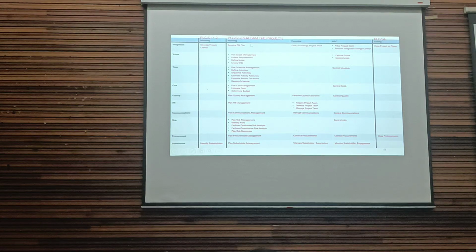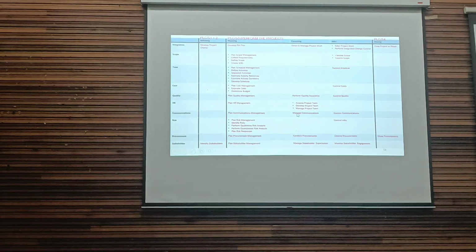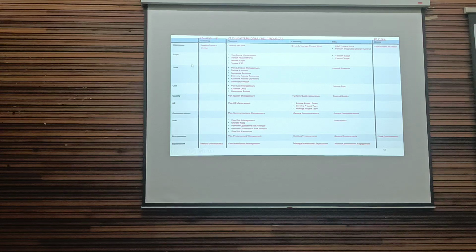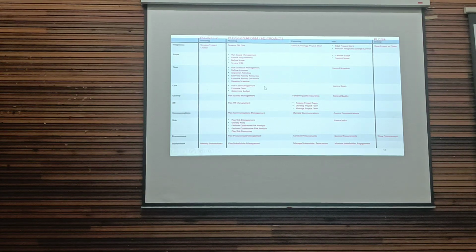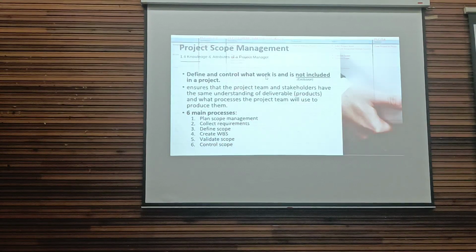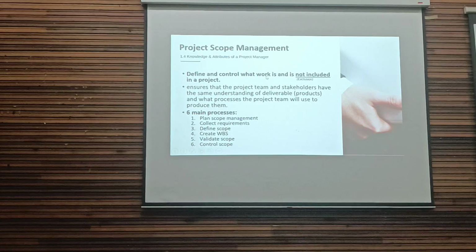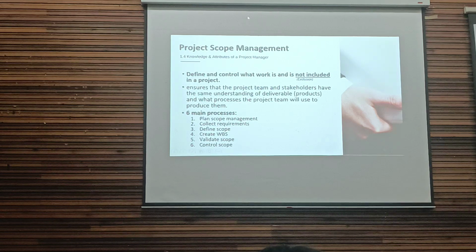So you need to make use of all these knowledge areas. You have to memorize the content of this table, just to give you an idea of when the project manager needs to apply all these knowledge areas. All these knowledge areas are required when performing a project. The first knowledge area that a project manager needs to have is project scope management.